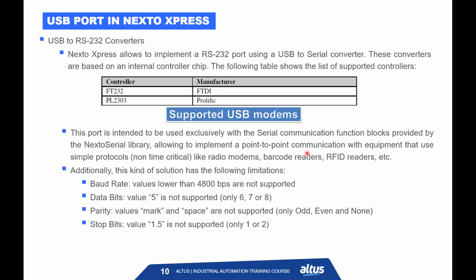Allowing to implement a point-to-point communication with equipment that uses simple protocols, non-time critical, like radio modems, barcode readers, RFID readers, and so on. Additionally, this kind of solution has the following limitations. The baud rate, values lower than 4,800 bps are not supported. Data bits, value 5 is not supported, only 6, 7, and 8. Parity, values mark and space are not supported, only odd, even, and none. And stop bits, value 1.5 is not supported, only 1 or 2.